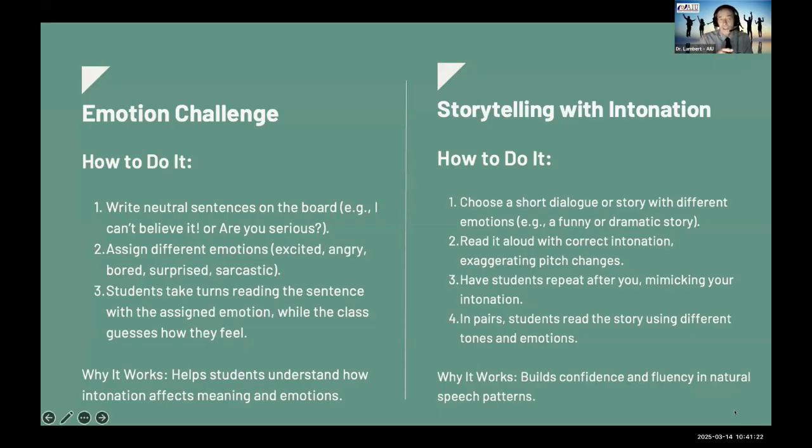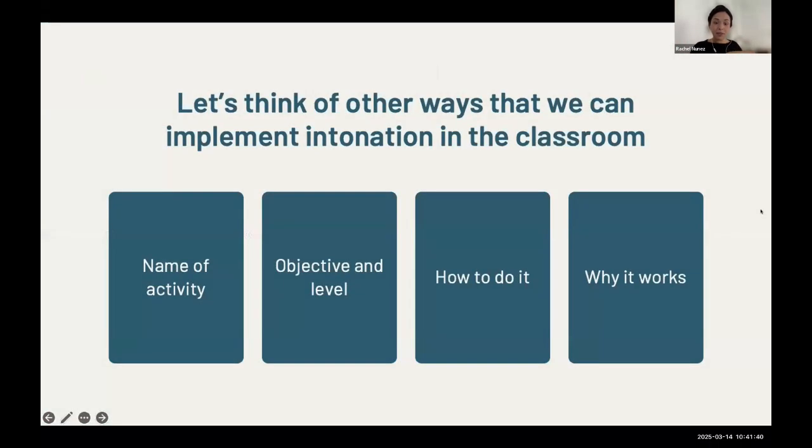I think that emotion challenge activity that you have there is really great for anybody trying to get comfortable with another language, trying to express your emotions through the language. Yeah, exactly.